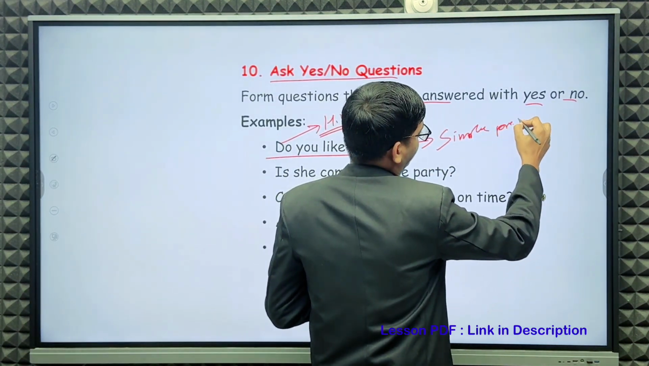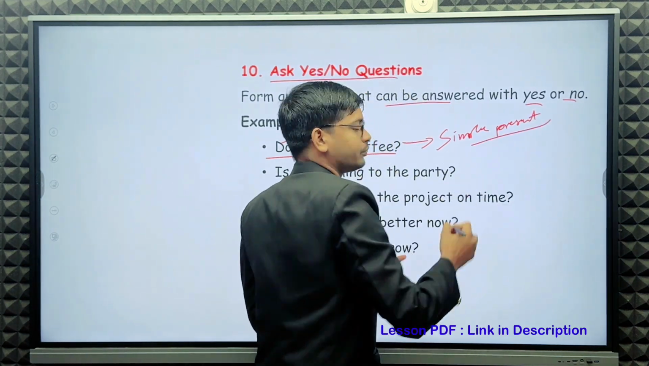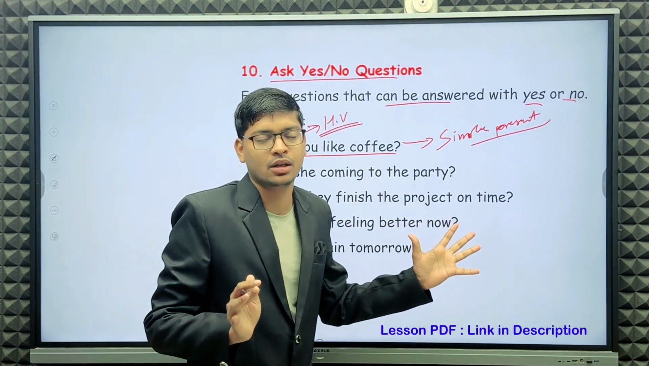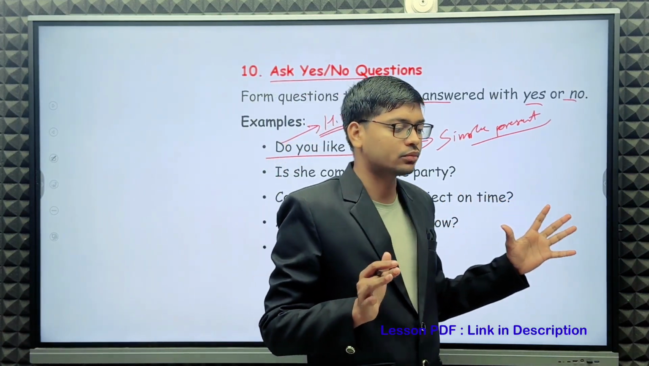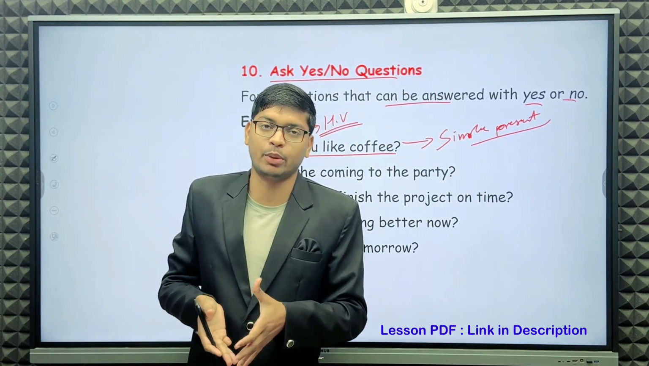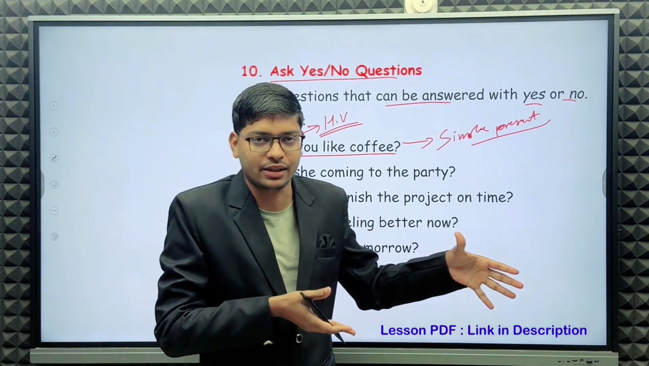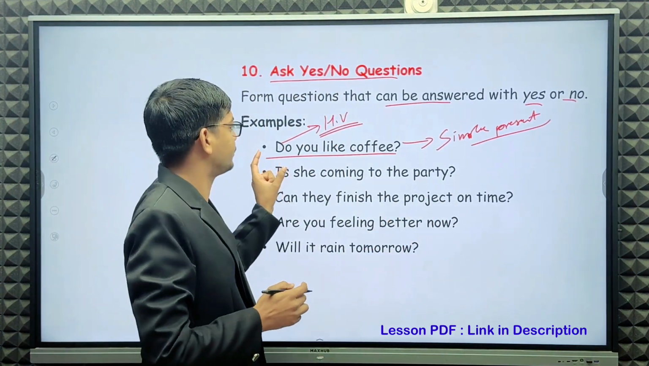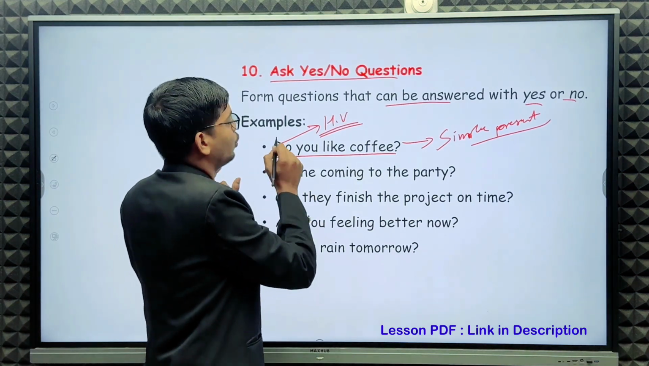Simple present tense. Here, do is a helping verb of simple present tense, because in interrogative or negative sentences, we have to use a helping verb in simple present tense. So here, do is a helping verb, and the question is, do you like coffee?